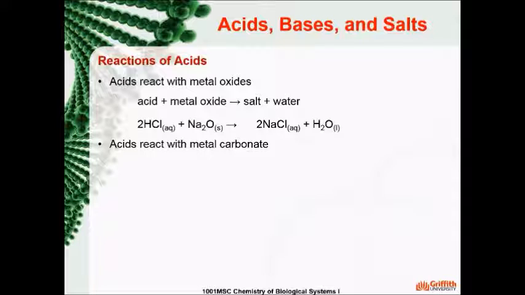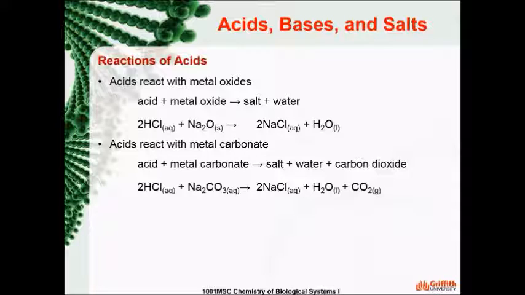And finally, acids react with metal carbonates to produce salt, water, and bubbles coming from carbon dioxide gas. For example, 2HCl plus Na2CO3 gives 2NaCl plus H2O plus CO2. As a rule of thumb, whenever you see CO3 on the reactant side, you can expect to find CO2 gas as one of the products.